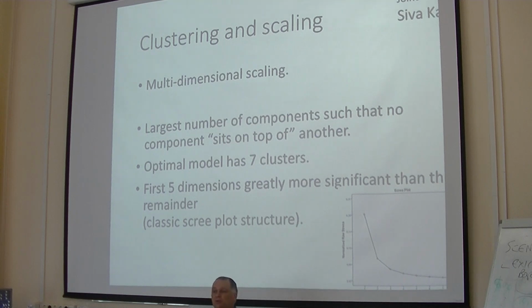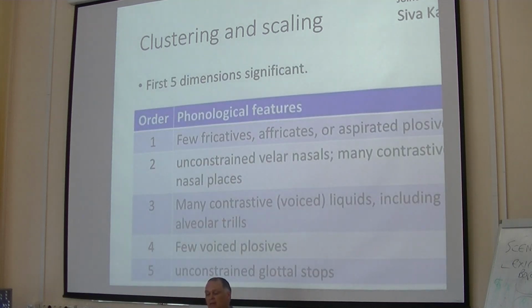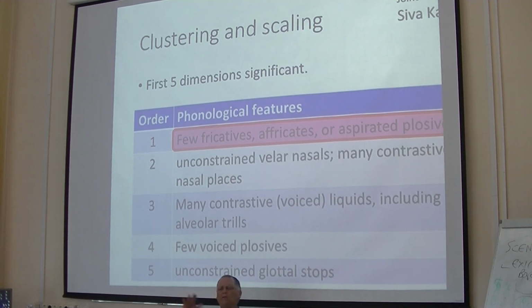What are those dimensions of variation? Phonologically, the differences in the phonologies of the languages of the world are mostly accounted for by how you're doing with sibilants. Fricatives, affricates, aspirated plosives. High energy noise is the first major dimension of variation in languages around the world. Then after that, how many nasals you have is a major dimension of variation. Then how many liquids. Dimension 4 is whether you have voiced plosives or you don't. Dimension 5, what about oral stops?